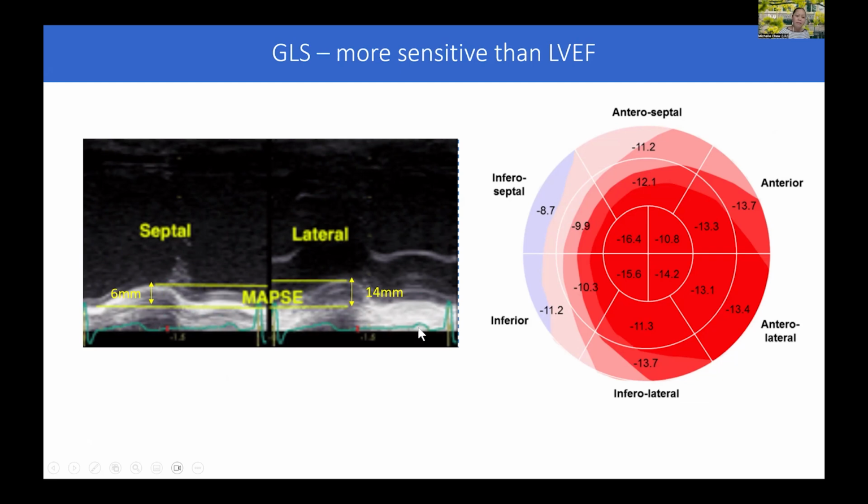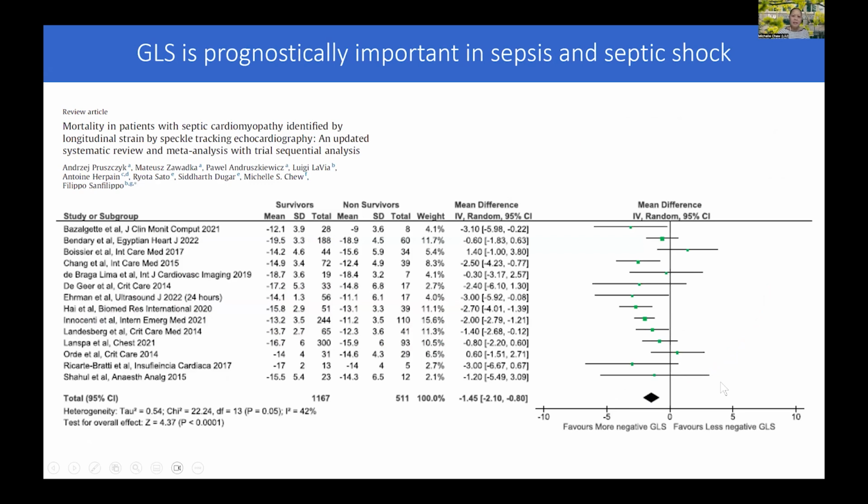Now, I have added the septal and lateral MAPC. So the MAPC is the left ventricular equivalent of the TAPC, the mitral annular plane systolic excursion, that we took at the same time as this bullseye plot, and you will see that the septal and lateral MAPC reflect the GLS.